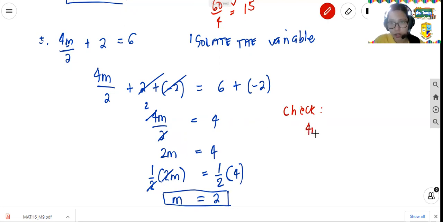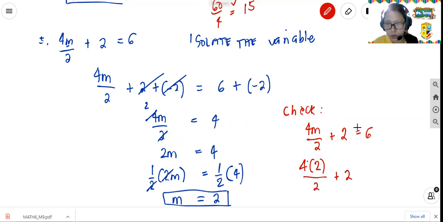So we have 4n over 2 plus 2 equals 6. If we let n equal to 2, we have 4 times 2 over 2 plus 2, is that equal to 6? So we have 4 times 2 is 8. 8 divided by 2 is 4. 4 plus 2 is, yes, equal to 6. Therefore, m equals 2 is a true solution in our equation. So that is how you apply it here.